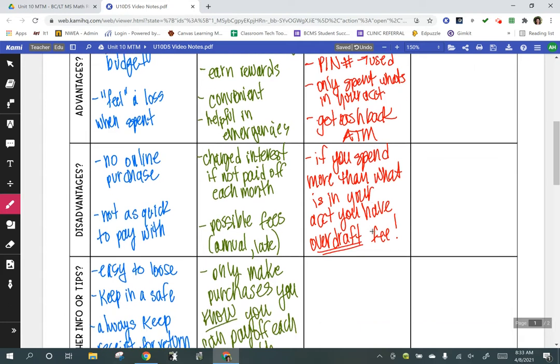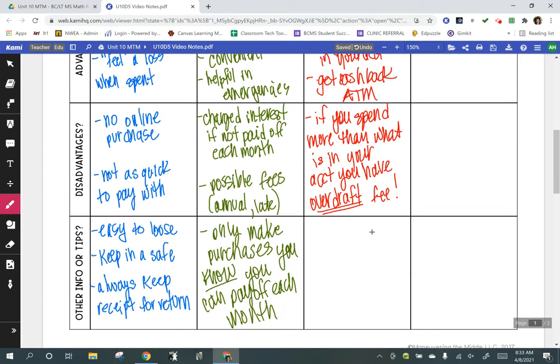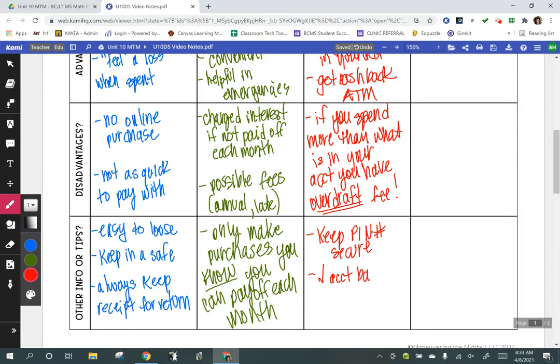Okay. All right. So some other good info or tips: keep that PIN secure. And check your account. That's supposed to be a check. I know that's horrible. Check your account balance frequently.